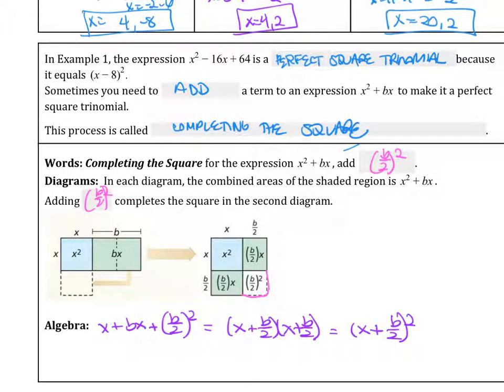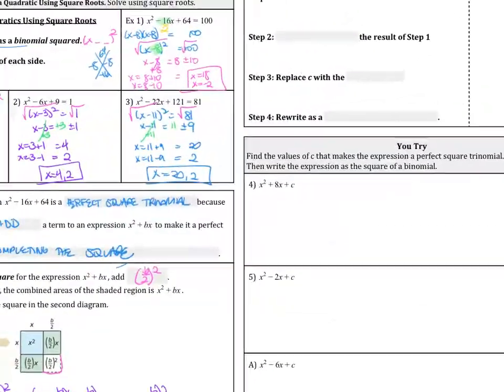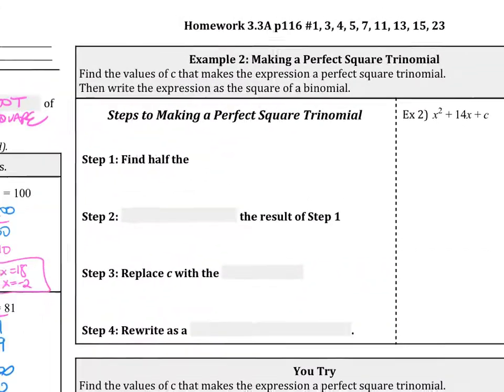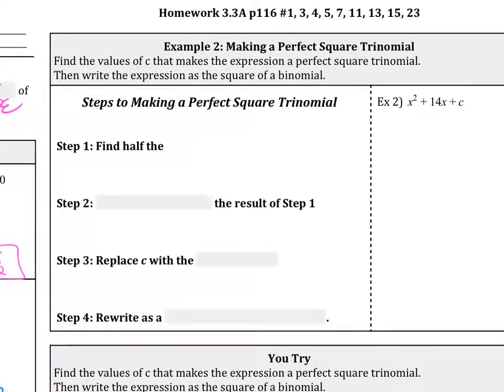Now, if this seems confusing, I know it looks a little different because there's a lot of variables in here, so let's go ahead and try some examples. We're going to find and make a perfect square trinomial. Find the values of c that makes the expression a perfect square trinomial. Then write the expression as a square of a binomial. So what we're doing is we're setting up to complete the square. So these are the steps to make a perfect square trinomial.